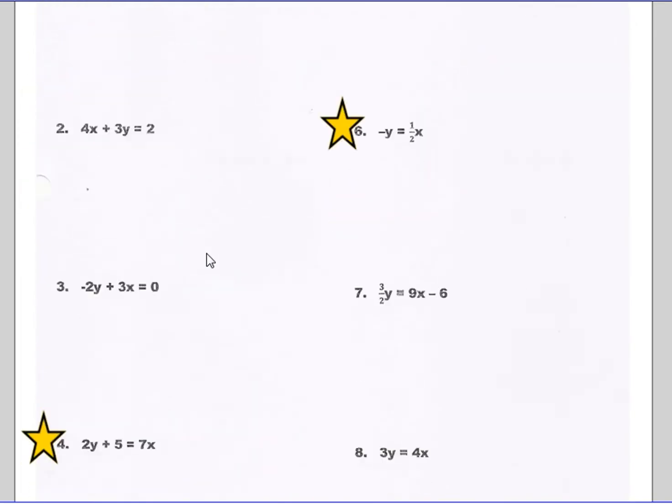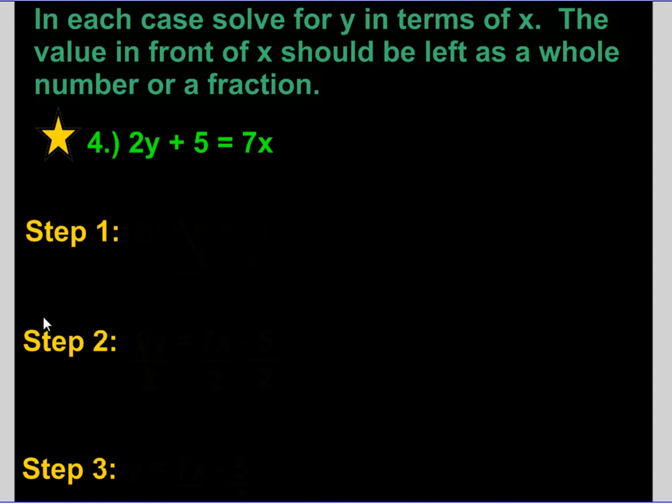Let's take a look at number 4. We have 2y plus 5 equals 7x. Copy the problem. We want to get rid of the 5, so we do that. Of course, if we do it on this side, we've got to do it on this side. But again, we can't subtract 5 from 7 because of the variable x. So we bring down what we have. We have 2y equals the 7x and the minus 5.